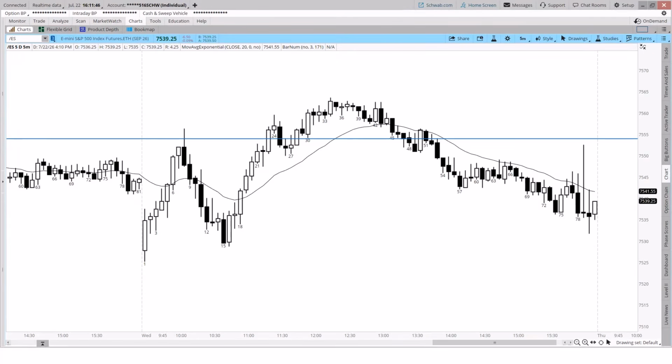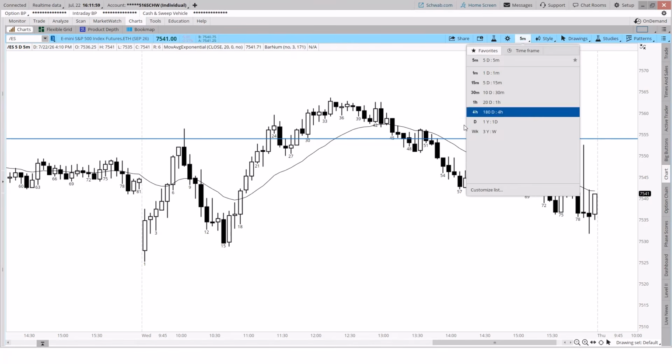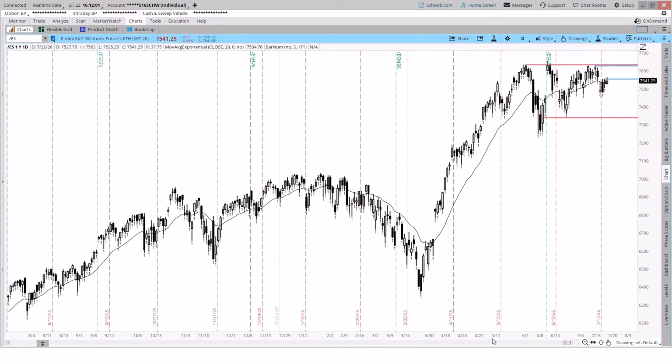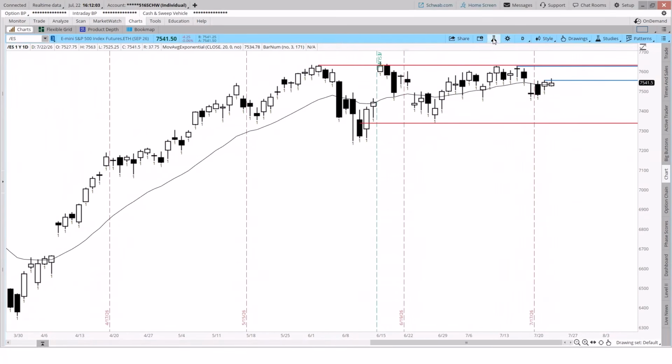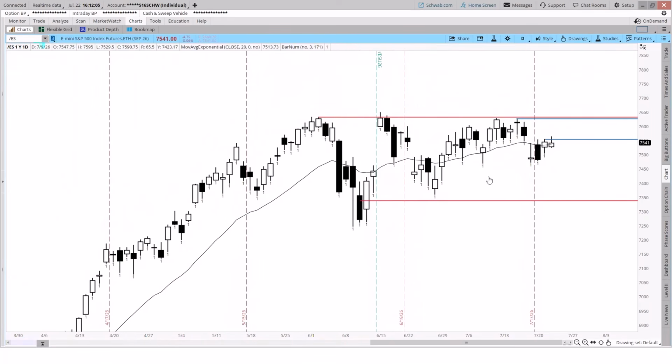In today's video, we're going to review the E-mini S&P 500 5-minute chart for Wednesday, July 22nd, 2026. Look at the daily chart first, higher time frame. The market is in a fairly tight trading range here.